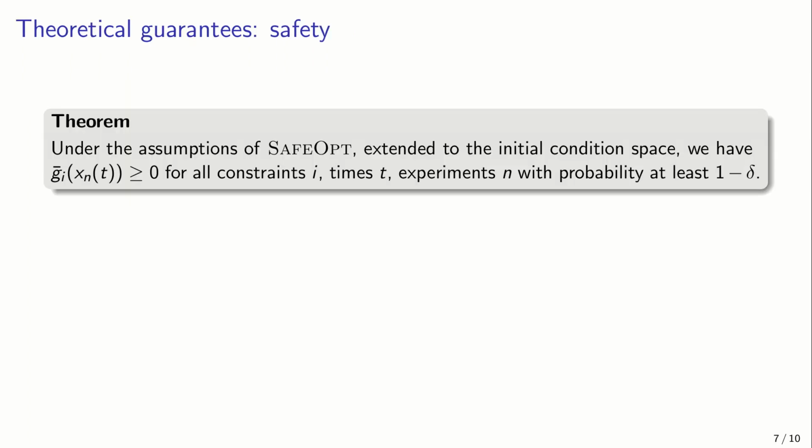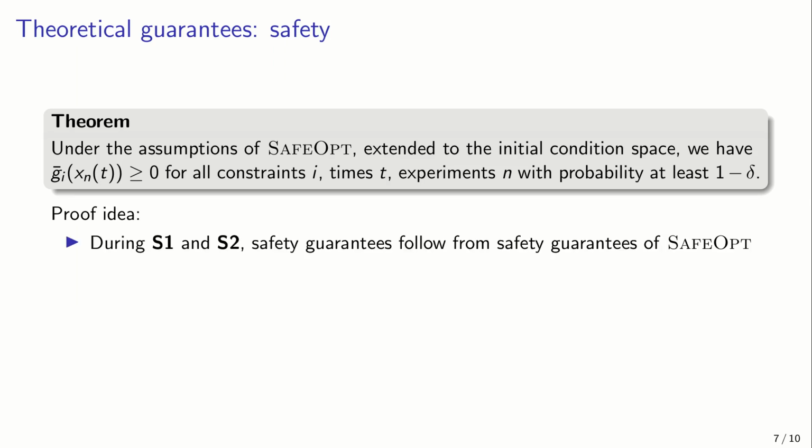Under the assumptions of SAFEOPT extended also to the initial condition space, we can guarantee that the immediate constraint function is satisfied for all constraints, all times, and all experiments with probability at least 1 minus delta. And the proof proceeds as follows.